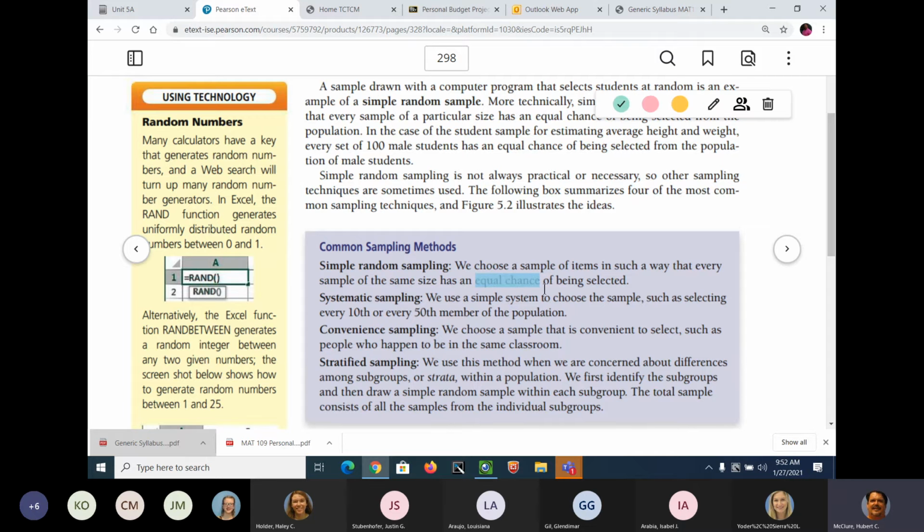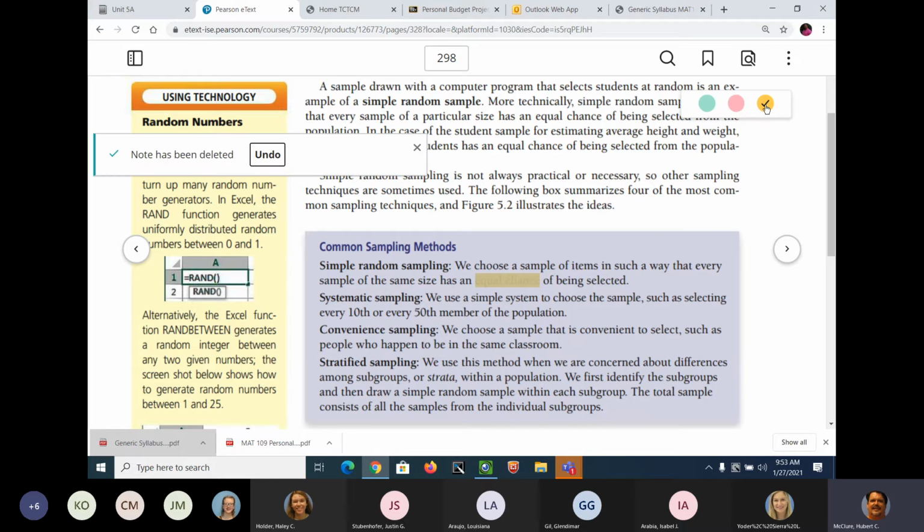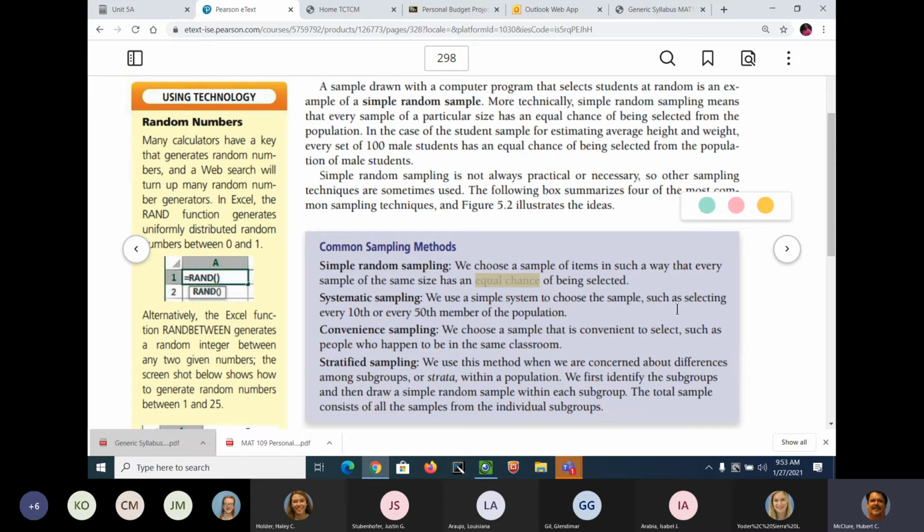Ooh, I can highlight. I don't like that highlight. I really don't like that one either, but I'll take it. No, we're not going to use that. Undo. I can't even get rid of it now.